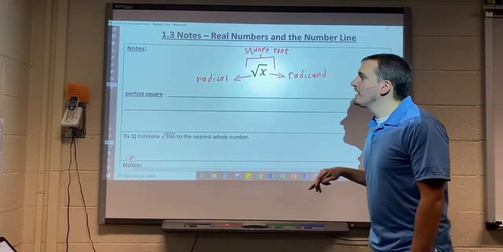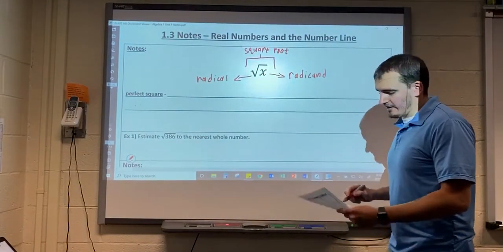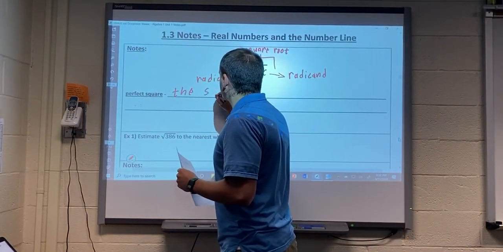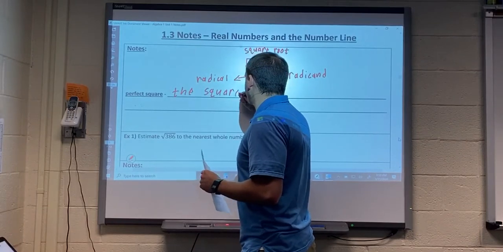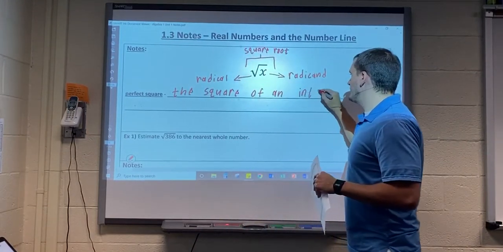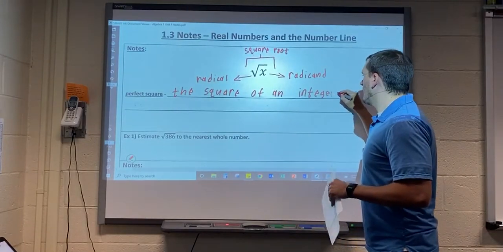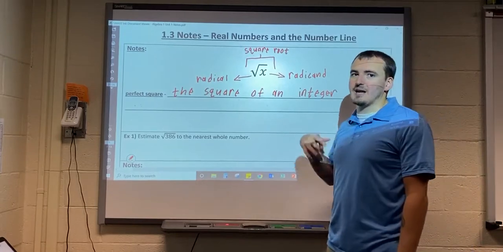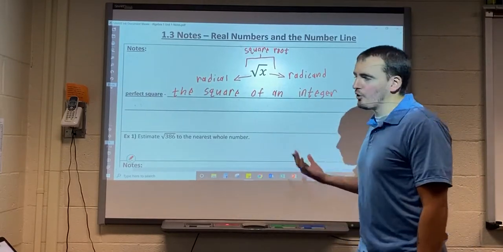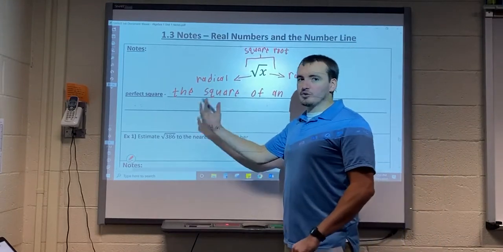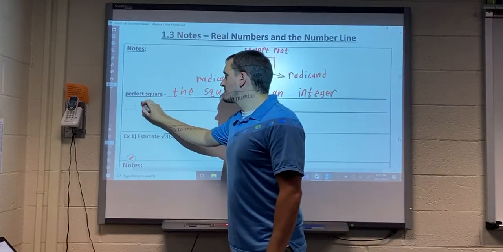A perfect square is the square of an integer. And we're going to talk more about integers later in this lesson, but an integer is just a positive or a negative whole number. Okay? So for instance, 1 squared, 1 times 1 is 1.